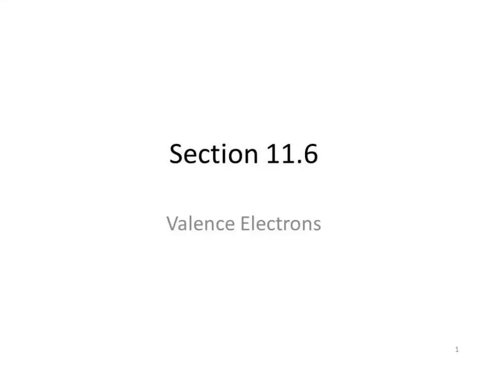Okay, let's talk about valence electrons. Valence electrons are going to be the outermost electrons that are most easily accessible. So most of the chemistry occurs with the valence electrons.